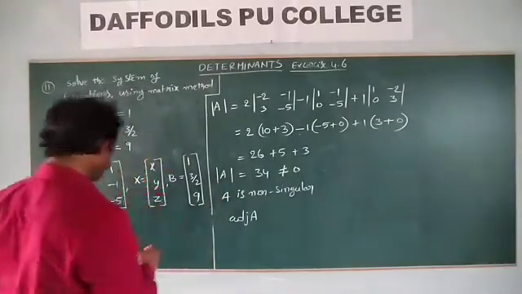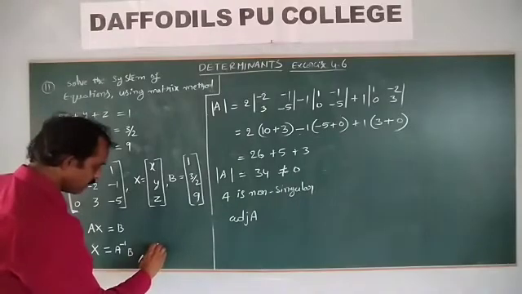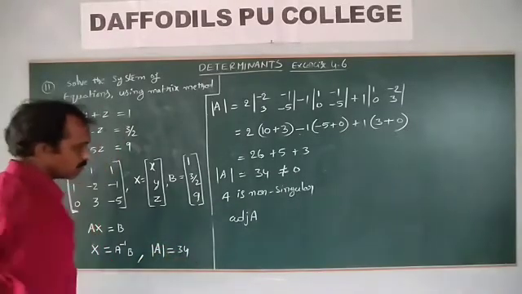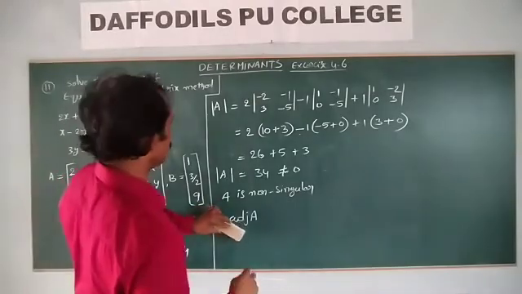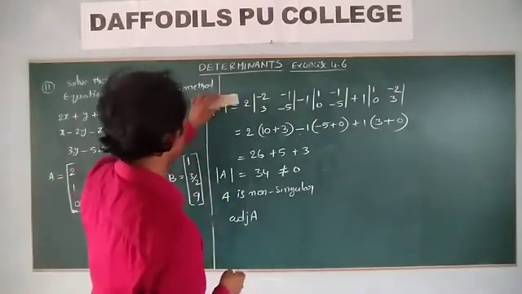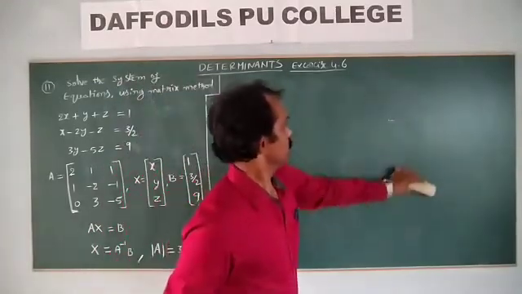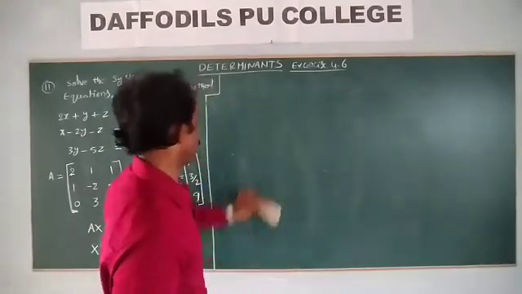Here determinant of A is equal to 34, so A is non-singular. Now we find the cofactors.